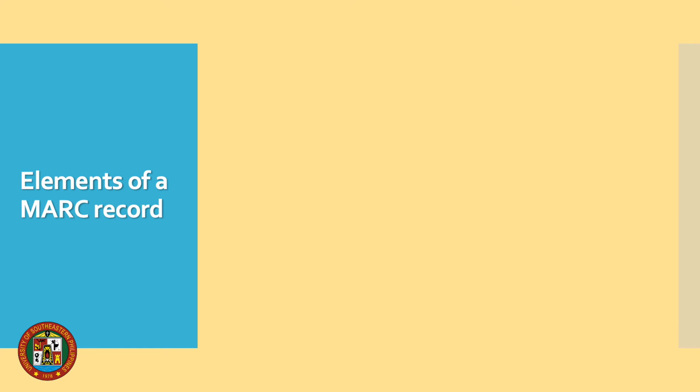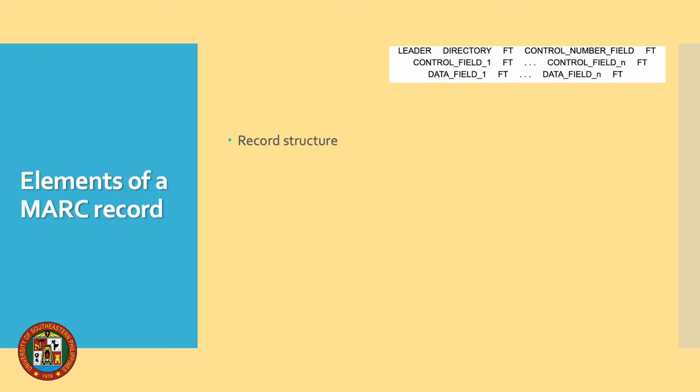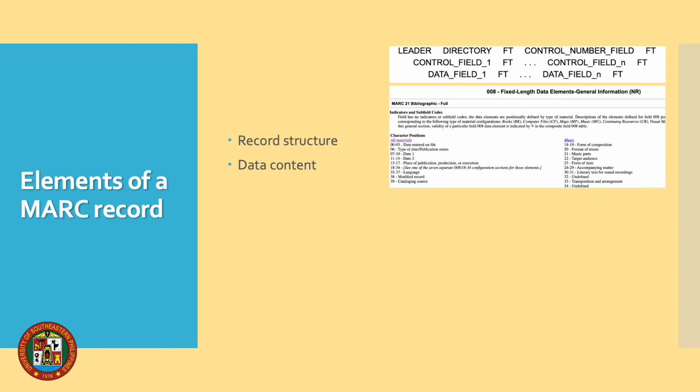Let's talk about the elements of a MARC record. Record structure refers to the way various elements in a record are identified. They are divided in 3 parts: leader, directory, and variable fields. Data content refers to elements that comprise a MARC record that are usually defined by standards outside the formats. Examples are AACR2, ISBD, and LCSH.